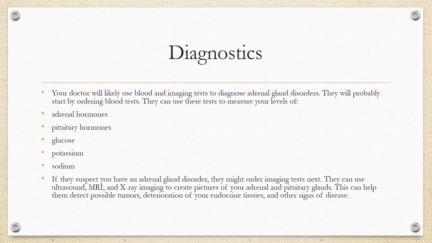So for diagnostics, your doctor will likely use blood and imaging to diagnose adrenal gland disorders. They will probably start by ordering blood tests. They can use these tests to measure your levels of adrenal hormones, pituitary hormones, glucose, potassium, and sodium. If they suspect that you have an adrenal gland disorder, they might order imaging tests such as an ultrasound, MRI, or X-ray. These will create pictures of your adrenal and pituitary glands and help detect possible tumors, deterioration, or endocrine tissue problems.